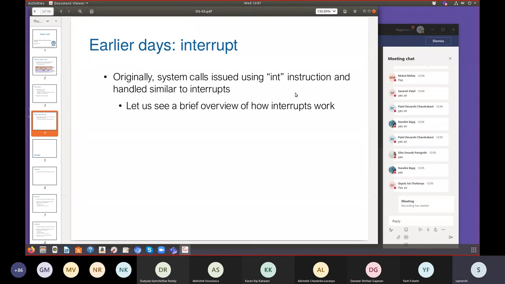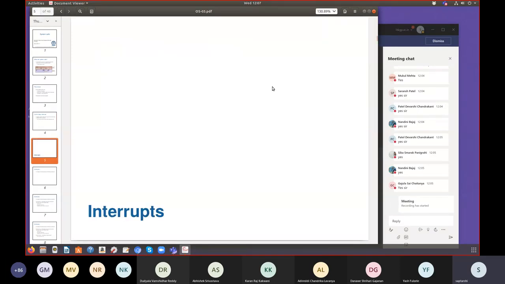So in earlier days, as I said, system calls used a very similar mechanism as interrupts. So there used to be an instruction called int, right? And that was used to raise an interrupt. And therefore system calls also use this mechanism. So to get a better idea, let us briefly see how interrupts work. This part will mostly be a recap of what you have learned before. Still, let's do a small recap.